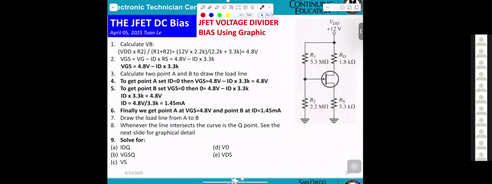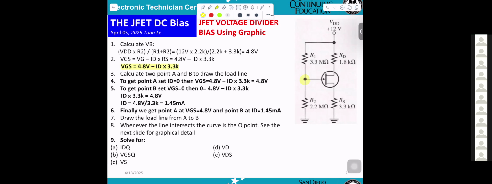And for this voltage divider bias, okay, they will give the graphic so you can solve the problem, okay. And in here, they already tell you VGS. That means the voltage here, voltage divider, okay.